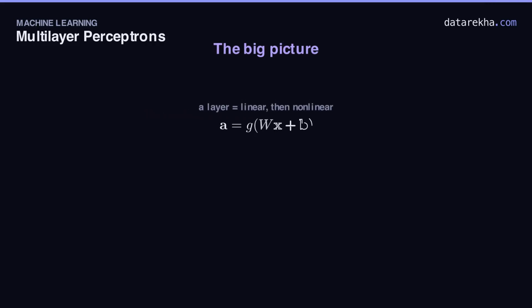Let's lock it all in. A layer is one weighted sum through an activation. a equals g of Wx plus b. A linear map, then a nonlinear squish. A network just chains that rule.